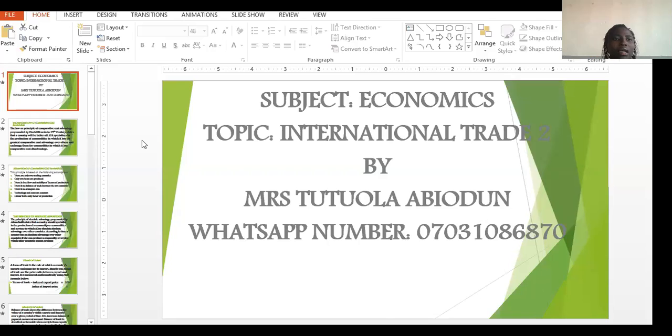Like last week, we looked at the meaning of international trade. We were able to look at reasons for it: why should we engage in international trade, or what are the reasons for international trade? The good part of it and the negative part of it. So today we are going to look at some terms.